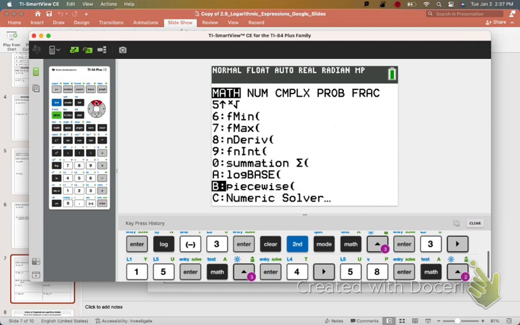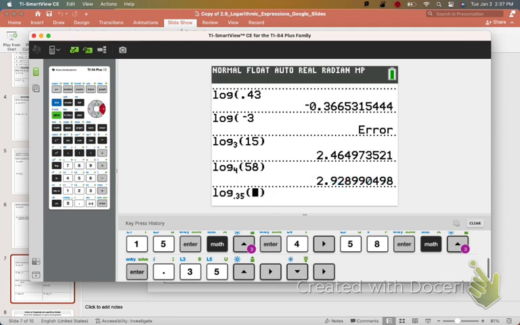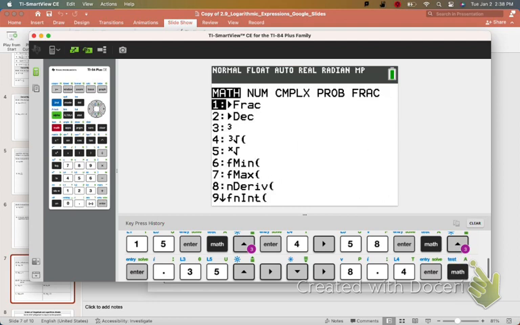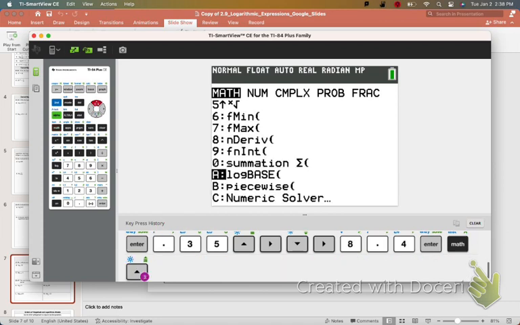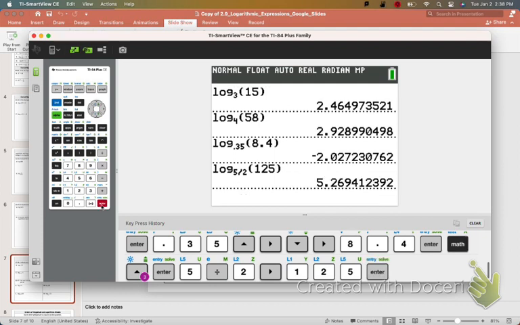Math log base of 0.35 and 8.4 gets you -2.0272. And then for the last one, log base 5/2, so just do 5 divided by 2 of 125. This is approximately 5.2694.